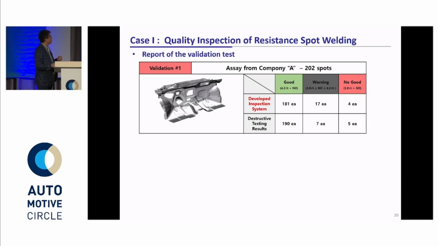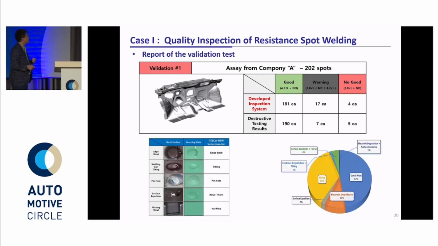For the validation, we took one component which has 202 welding spots and inspected it using the inspection system. The result showed 4 spots with no good welds, but the actual destructive testing result showed 5, so we missed one weld point. However, our system estimated a lot of warnings, 17 spots, but destructive testing only shows 7. I believe there is some inaccuracy during the destructive testing, and a lot of welds have to be in the warning condition.